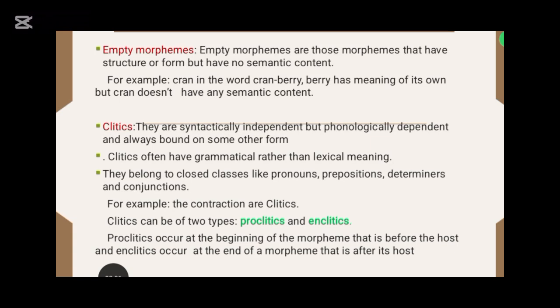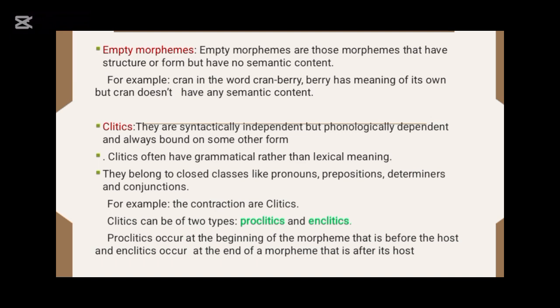There are also other types of morphemes in the English language, such as empty morphemes. Empty morphemes are those morphemes that have structure or form but no meaning, no semantic content. For example, in the word cranberry, the word berry has a meaning, but cran does not have any semantic content, does not have any meaning. So such a word is known as an empty morpheme.